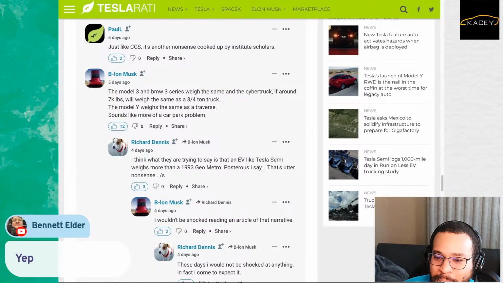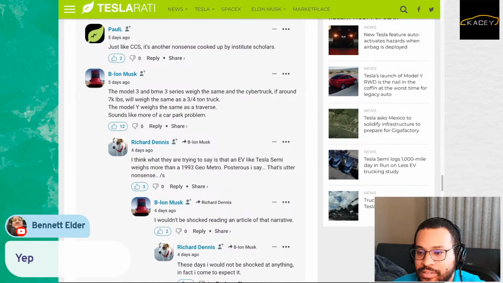Elon Musk points out that the Model 3 and BMW 3 Series weigh the same, and the Cybertruck, at around 7,000 pounds, will weigh the same as a three-quarter ton truck. The Model Y weighs the same as a Chevy Traverse. Sounds like more of a car park problem.